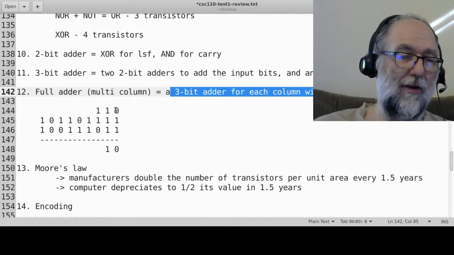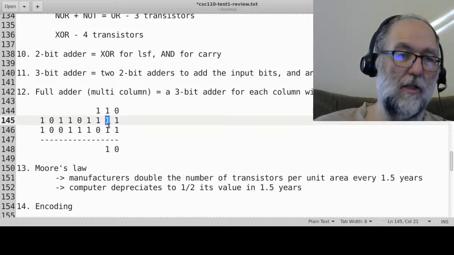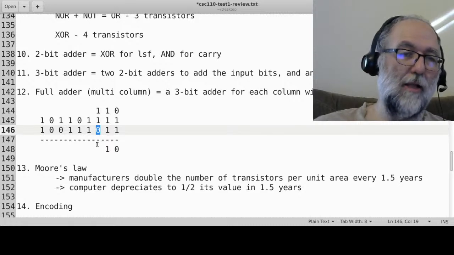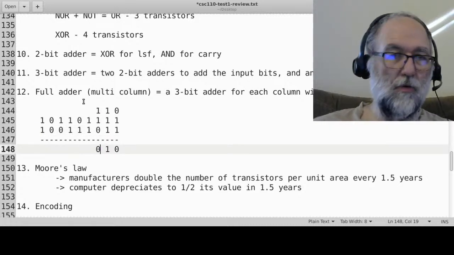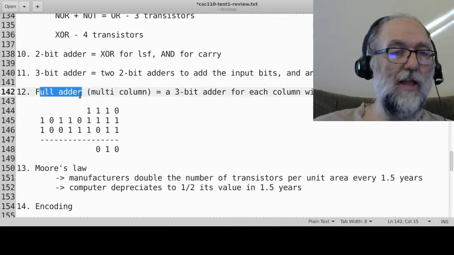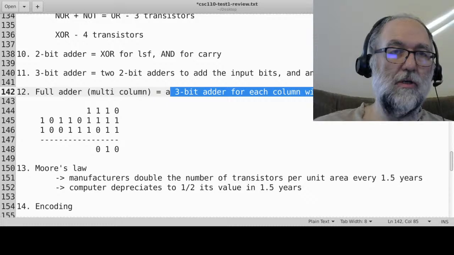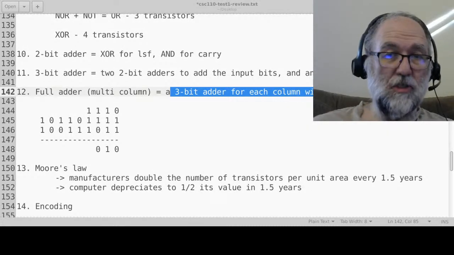And what I mean by the cascading carries is this column here creates a carry, but that carry is put into the next column. And when you add up this column, you're going to get a carry and it goes into the next column. And when you add up that column, it's going to get a carry, 0, carry 1, and it cascades into the next column and so on. So a full adder is basically a 3-bit adder for each column with cascading carries. Okay? So I expect you to know that.